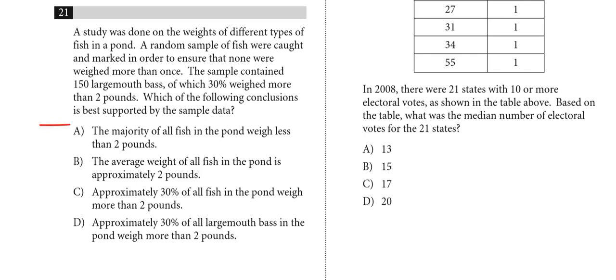So far, I'm leaning in these directions. Approximately 30% of all largemouth bass. Now, yeah, let's not get that one because this one just says fish. So that's going to take that out. It does have to be largemouth. Okay. Now, why is A a bad one? Because it wasn't about all the fish. It was about only the largemouth bass. So, once again, yes.